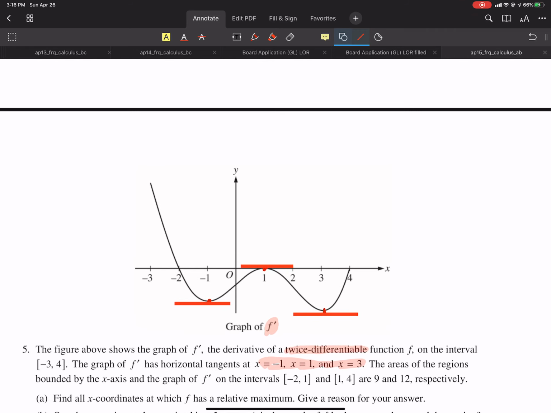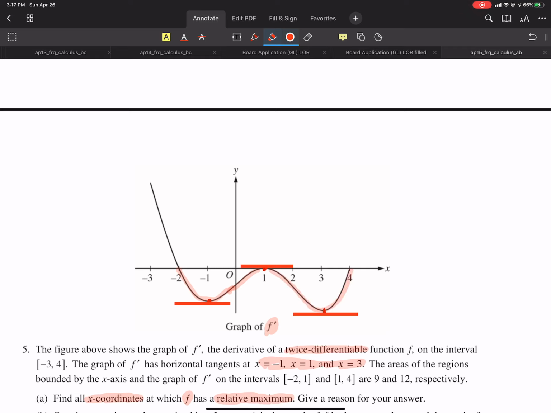Part A asks us, find the x-coordinates, not the x and y, just the x-coordinate, where the function f has a relative maximum. The first thought that should come to your brain is the derivative must change from positive to negative. Well, this is the graph of the derivative here. So where is the derivative negative? Everywhere at this pink shading.